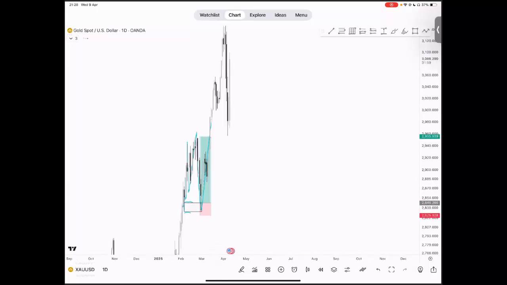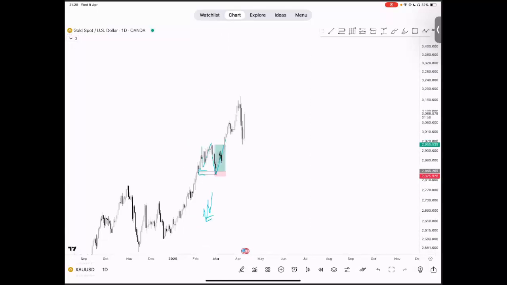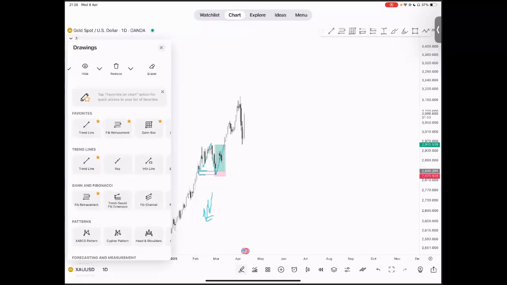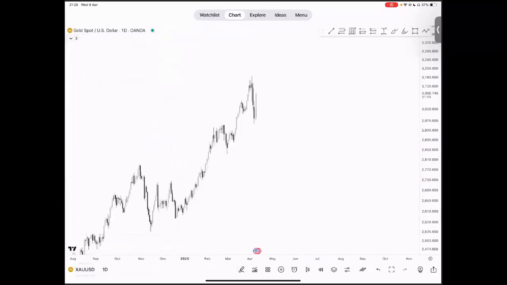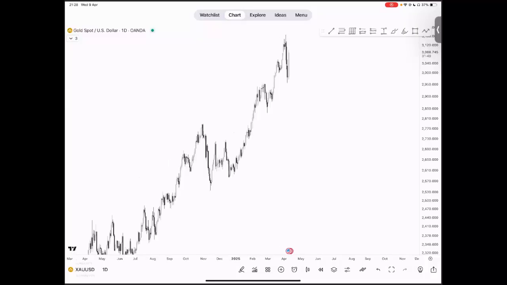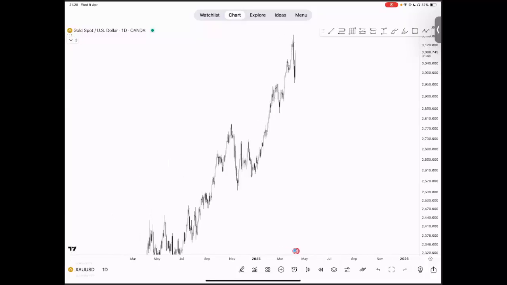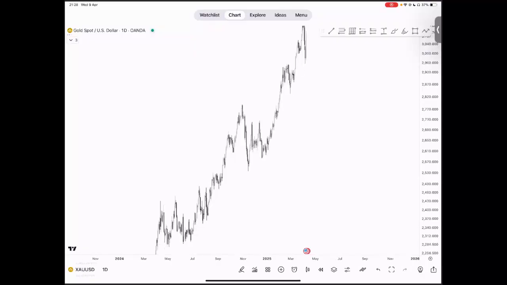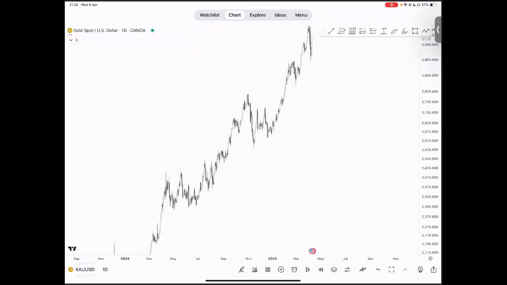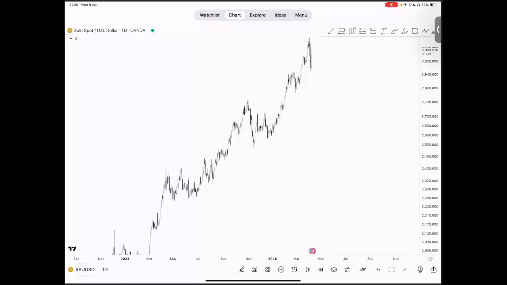Now, when I talked about the reclaim blocks, there was something important that I mentioned. I told you that when it comes to mitigation blocks, not reclaim blocks, it is very important that your mitigation blocks are on the higher time frame. That way, you know that you're not being induced. Your mitigation blocks, if at all you're going to say the mitigation block is valid, should be on the higher time frame when you're trading them.